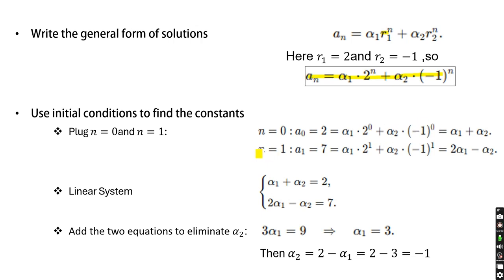Next, we will plug in n equals 1. a1 is equals to 7. So we have a1 times 2 raised to the power of 1, because again our n is equals to 1, plus a2 times negative 1 raised to the power of 1. So if we multiply these values, we can get 2a1 minus a2.